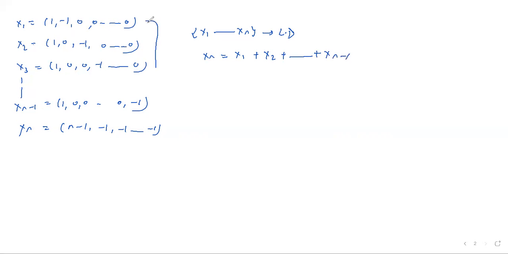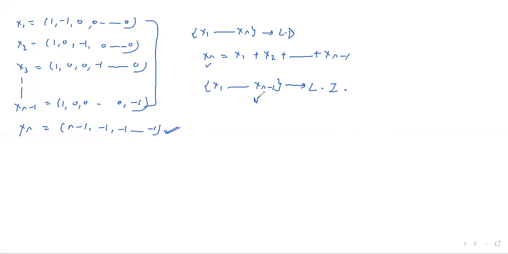By adding these vectors, we can get our xn vector. So we are getting a set of combinations where vector xn can be represented as a linear combination. That's why it is linearly dependent. But if I'm talking about the set of vectors x1, x2 to xn minus 1, this is the set where no vector can be written as a linear combination of the others. So this set of vectors is linearly independent.